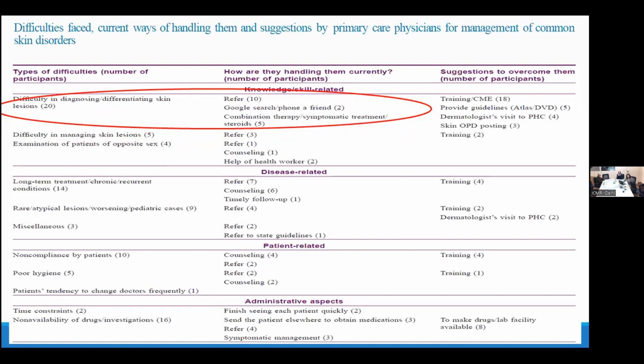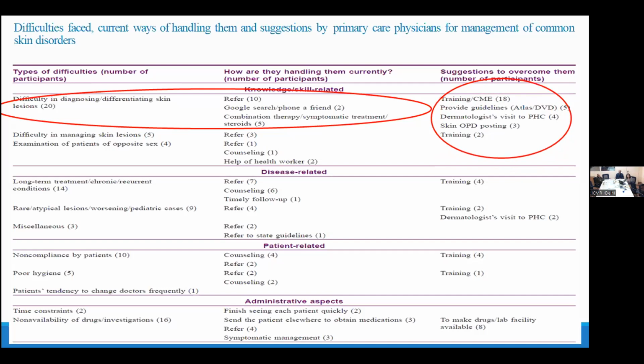Give everything, Quadriderm and everything, combination, antibacterial, which is what leads to complications of dermatosis, this approach, or they Google. So Google is as bad as any, what we call Google doctor, the patients themselves going and doing it. And they provided good feedback. What they felt was, what Dr. Ashu will be happy to see, is that they needed some guidelines and some training.